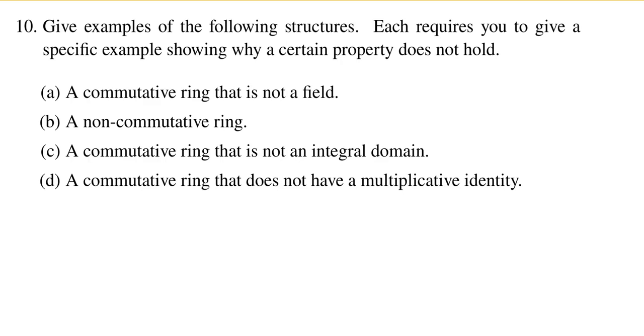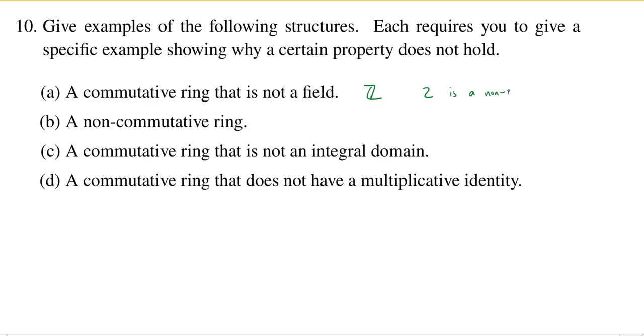For example, part A, we're looking for a commutative ring that is not a field. So the problem here is we need to know what distinguishes the commutative ring from the field. And the important difference is in a field, every element is invertible. So we need to find a commutative ring where we know there are some non-invertible elements. A very easy one is going to be the integers. So the integers do form a commutative ring, and 2 is an example of a non-invertible element.